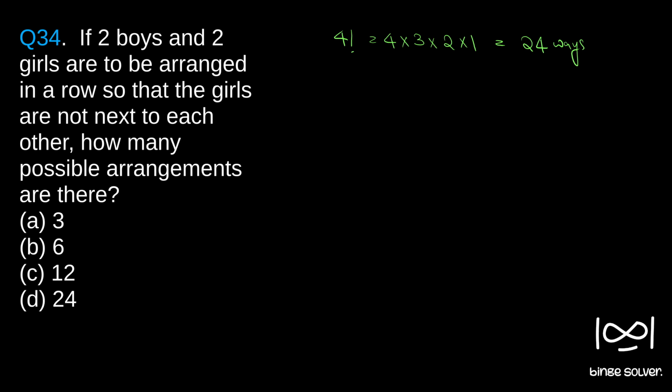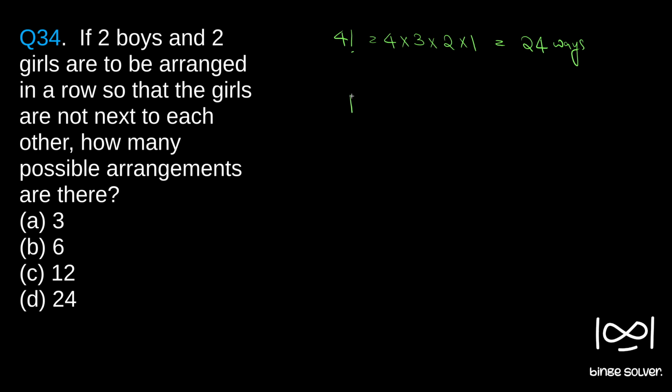So yeah, I am going to assume that you know how the arrangement of 4 people will be 4 factorial. So 4 factorial, 24 ways we can arrange. Now our question asks total number of arrangements where no 2 girls sit next to each other.